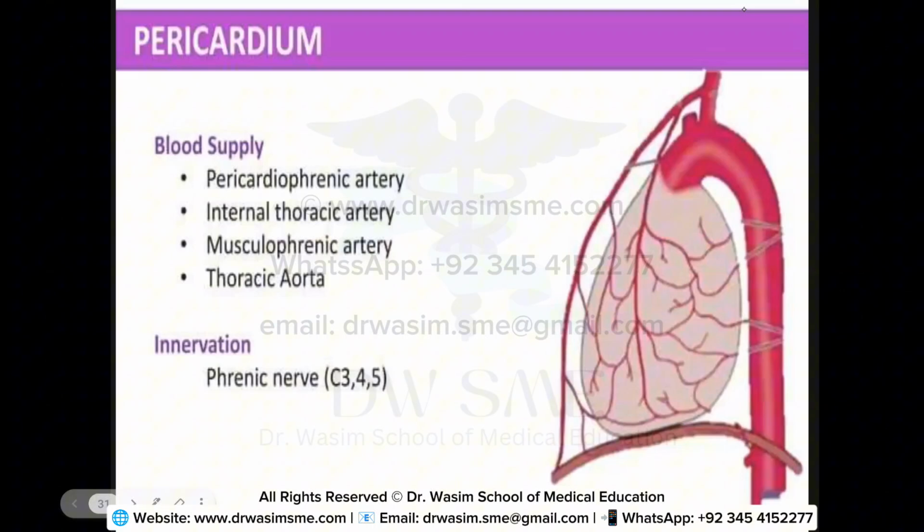Regarding the blood supply, we have the pericardiophrenic artery, the internal thoracic and musculophrenic arteries, which are branches from the subclavian artery, and direct branches from the thoracic aorta, which supplies the heart. In terms of innervation, the pericardium is supplied by the phrenic nerve, which has root values C3, C4, and C5.